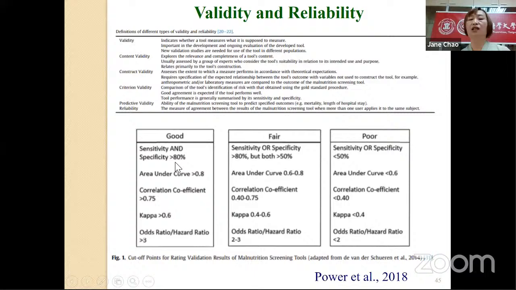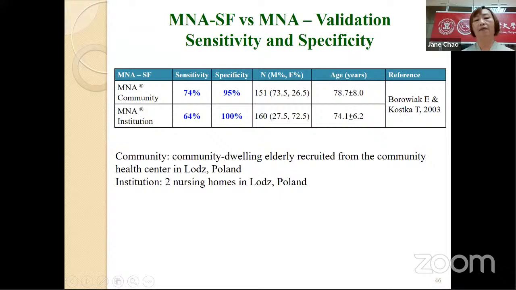For example, we just talked about different worldwide commonly used nutritional assessments for the elderly, for example, the Mini Nutritional Assessment short form. You can see they do this short form in different places, in the community, or in an institution, for example, a nursing home. If they have different targets in different places, they will get different sensitivity and specificity.